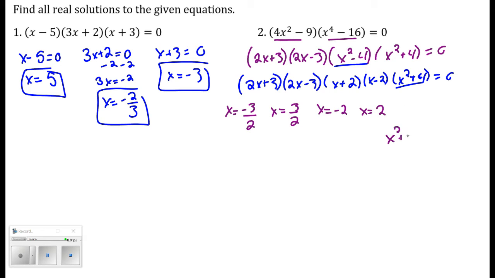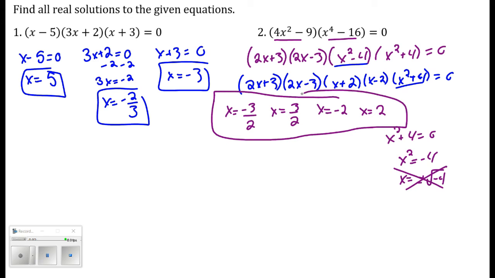And now let's look at this. x squared plus 4 equals 0. That says x squared equals negative 4. What number squared gives me negative 4? Well, if I take the square root, I get x equals plus or minus the square root of negative 4. That is not a real number. We do not have a number whose square is negative 4. So the x squared plus 4 factor contributes no real solutions. So this equation only has 4 real solutions.